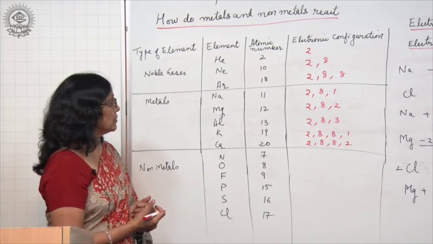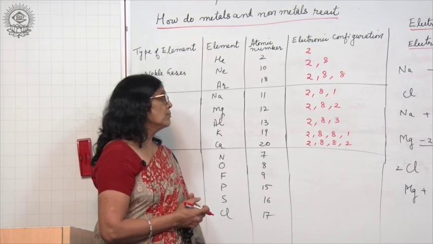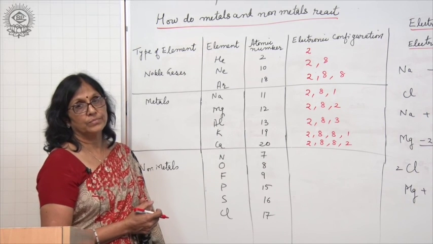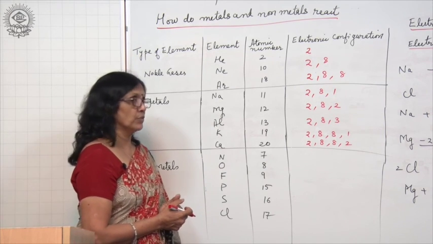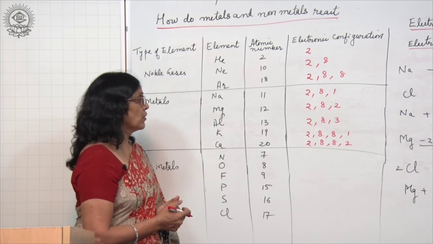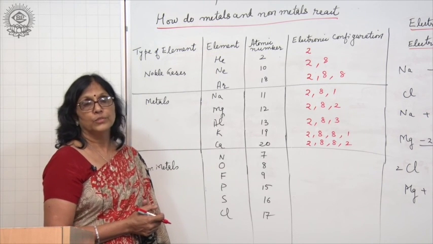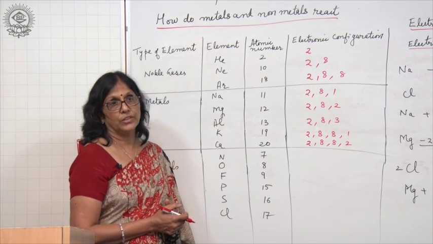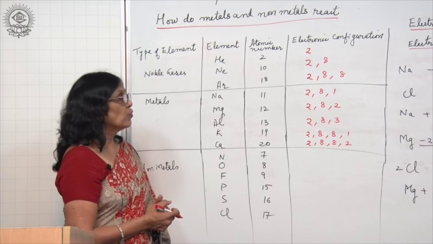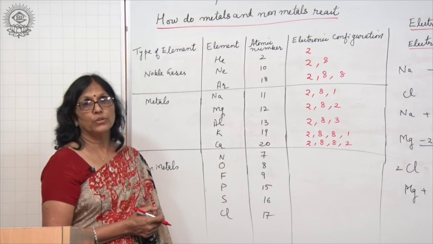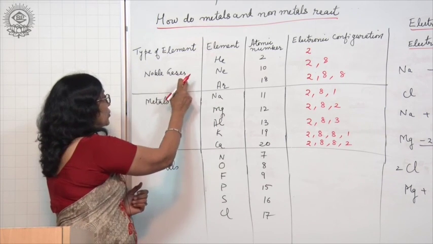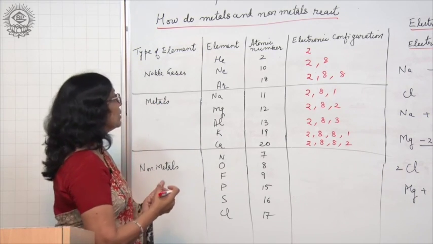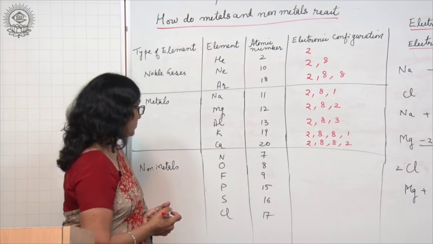So, what do we conclude from this? That metals react to attain inert gas configuration by losing the electrons. If they lose the electrons from the outermost shell to react, they will attain inert gas configuration or stable configuration or noble gas configuration, because inert gases are also called noble gases because they are inert in nature, and all noble gases are inert in nature.